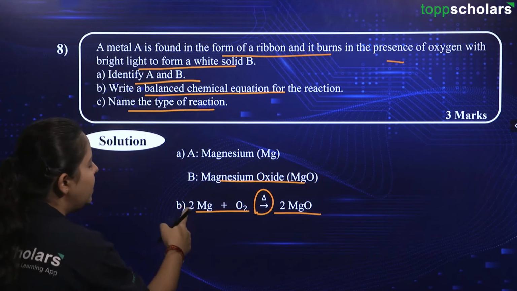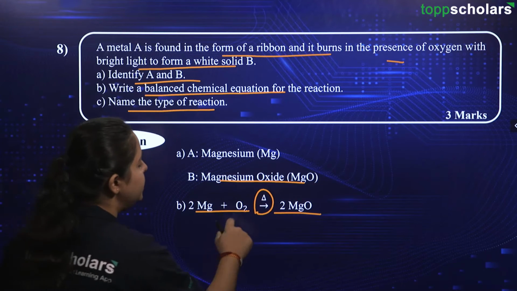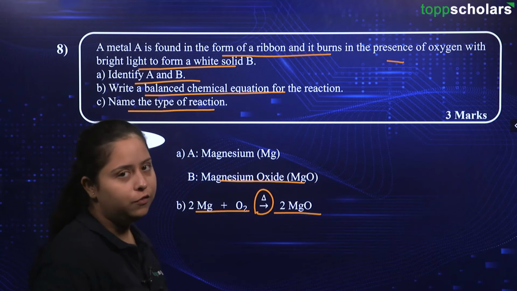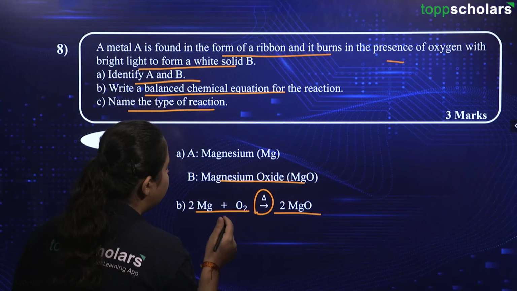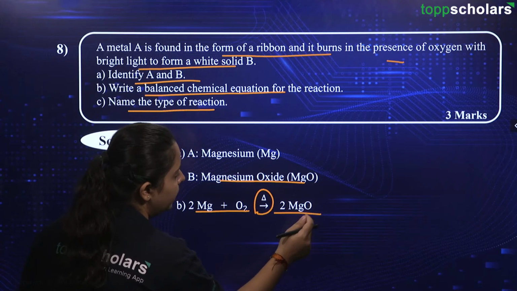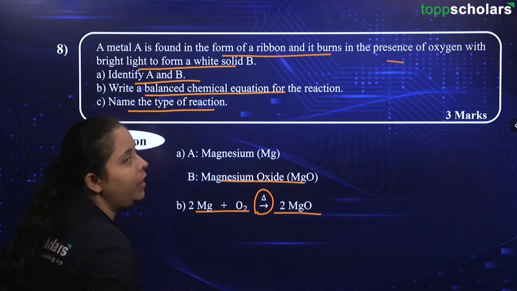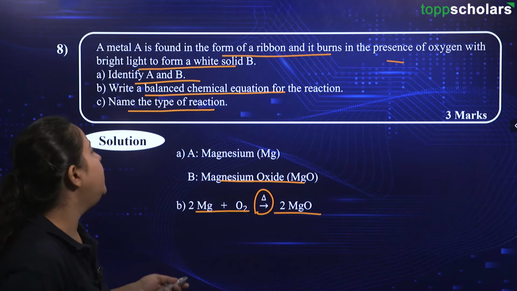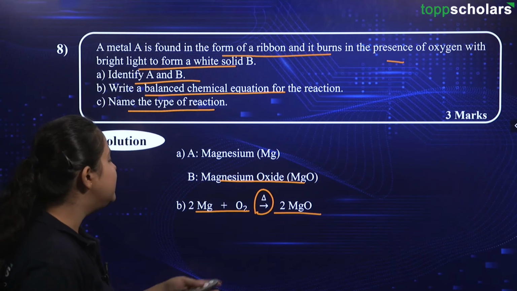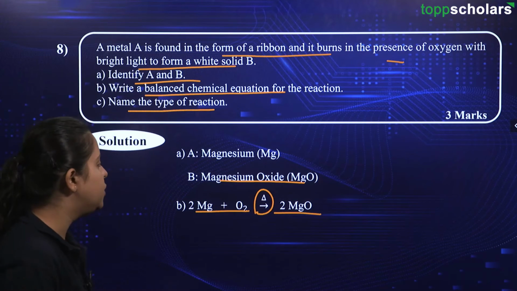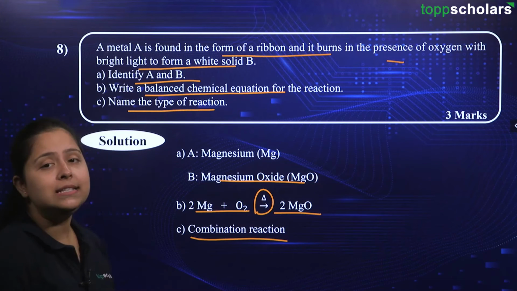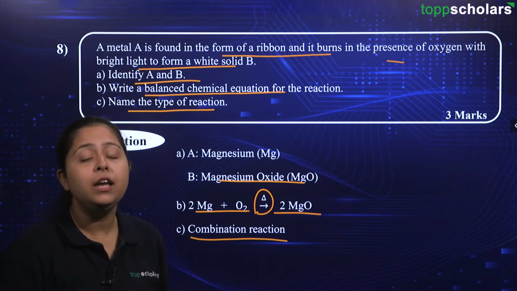Now why have we added this 2? To balance the oxygen atoms, because oxygen in the air is in molecular form. So O2 will be coming over here, hence we have added 2 for Mg. Okay, so this is the balanced chemical reaction. Now we need to write the type of the reaction. Obviously 2 things are combining, so it should be a combination reaction. I hope you understand from where this topic is coming.